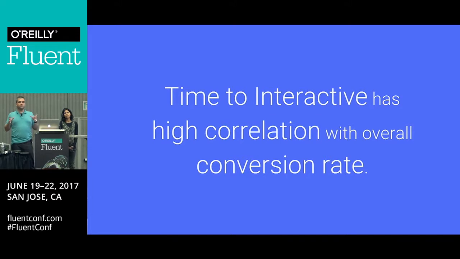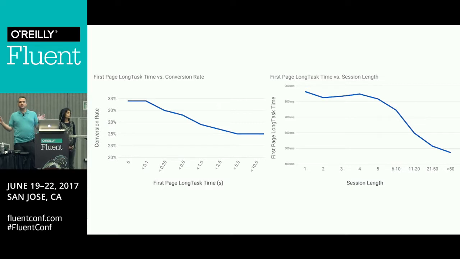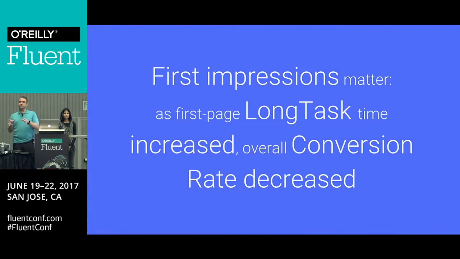And time to interactive directly correlates into revenue, like the conversion rate directly correlates into revenue. So you want to really reduce these long tasks. You want to really reduce time to interactive. And even if you don't care about this time to interactive metric, even if you just want to look at long tasks on the page, it has the exact same correlation. The more time your users are spending in long tasks, the busier your CPU is, the less likely overall they're going to convert on your site, the fewer pages they're going to visit. We see that these first impressions really matter. Even just on your first page, as the amount of time you're spending in these long tasks increases, your overall conversion rate is going to decrease.